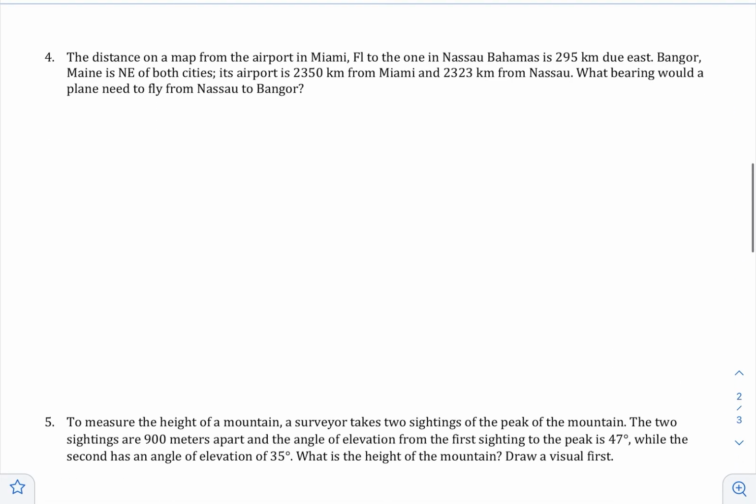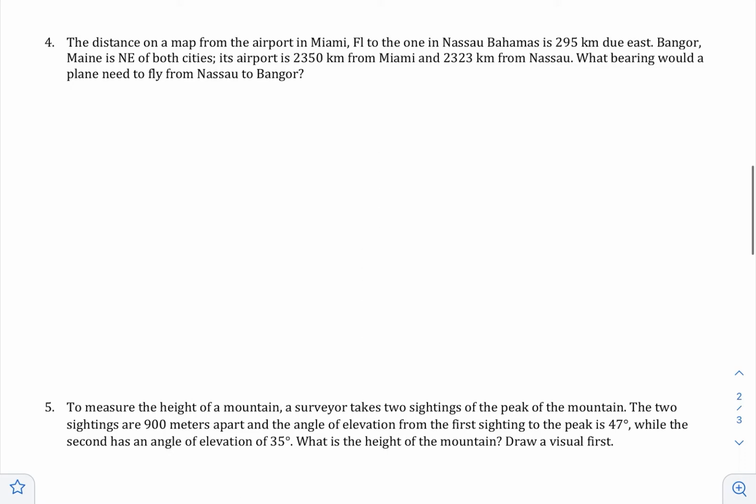Number 4. The distance on the map from an airport in Miami, Florida to the one in Nassau, Bahamas is 295 kilometers due east. Bangor, Maine is northeast of both cities. Its airport is 2,350 kilometers from Miami and 2,323 kilometers from Nassau. What bearing would a plane need to fly from Nassau to Bangor? Okay, so we have Miami, Florida here.